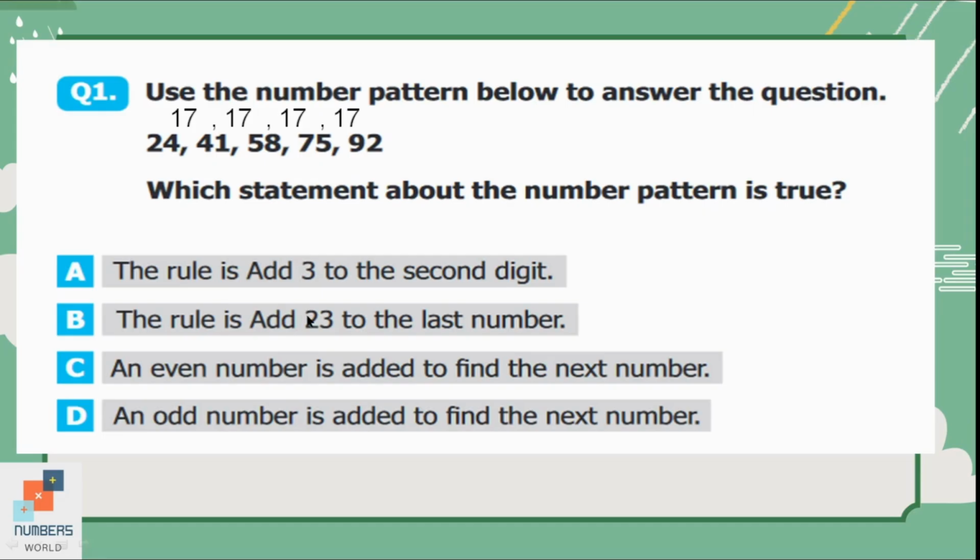Option B is the rule is add 23 to the last number. If we add 23 into 24, the next number should be 47. But here we have 41 as our next number. So option B is also incorrect.